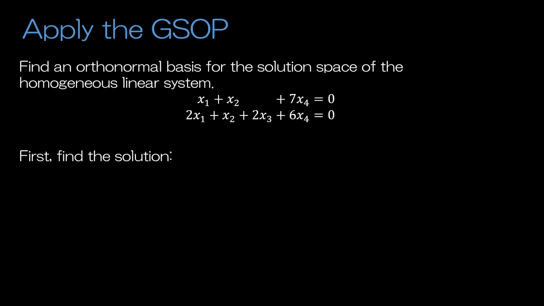In the last question, we were given the basis. Here, we're given a homogeneous linear system, and we are trying to find the orthonormal basis for the solution space. So really what we're doing is taking something we already know how to do, which is to find a solution space for a homogeneous linear system, and then we're going to take that solution space and find the orthonormal basis for it.